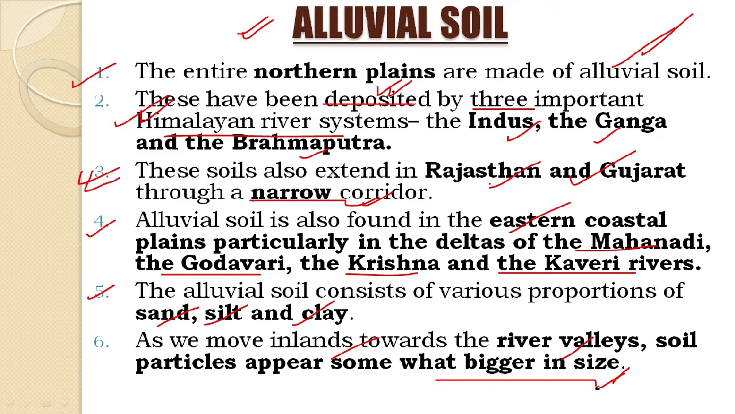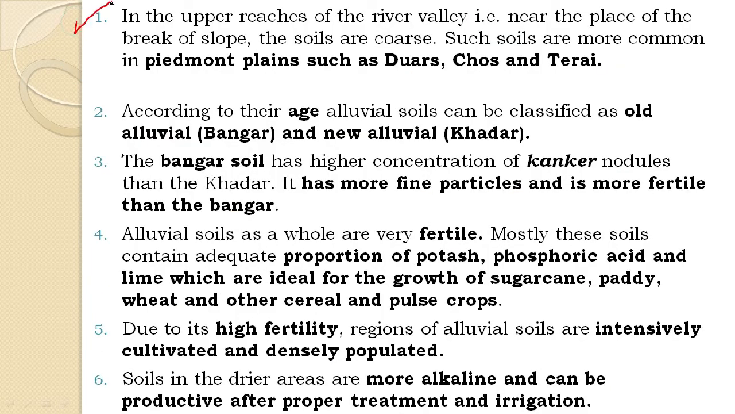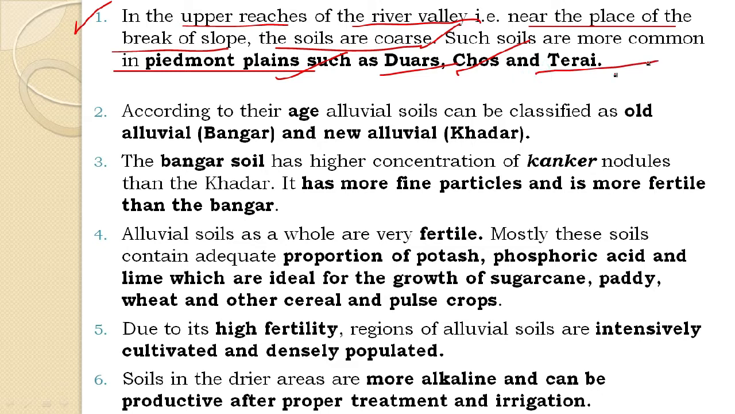Then the next point we see in the upper reaches of the river valley, that is near the place of the break of slope, the soils are coarse. Such soils are common in Piedmont plains such as Duars, Chos and Tarai. Clear?